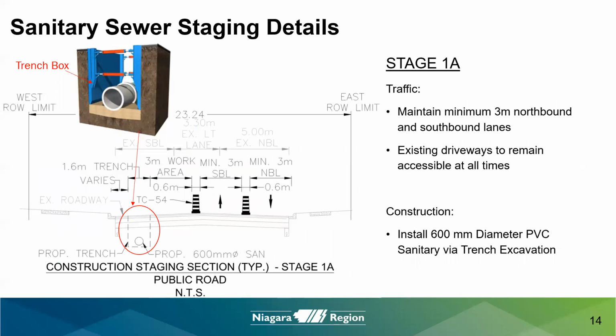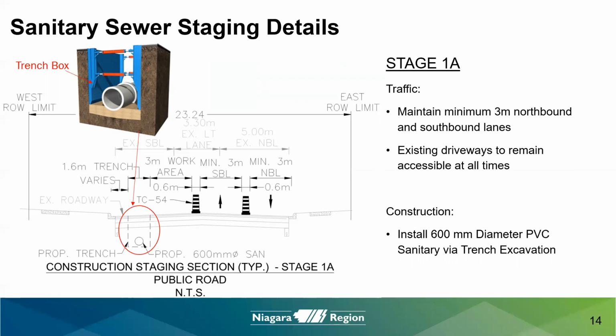Sanitary sewer staging details. The location of the proposed sanitary sewer varies throughout the project site. For stage 1A, from King Street to south of Friesen Boulevard and from just north of Alyssa Drive to Green Lane, the sanitary sewer will be staged so that a minimum of one 3-meter wide northbound and southbound lane is maintained. Driveways will remain accessible during construction.